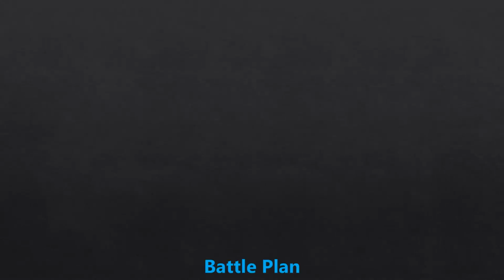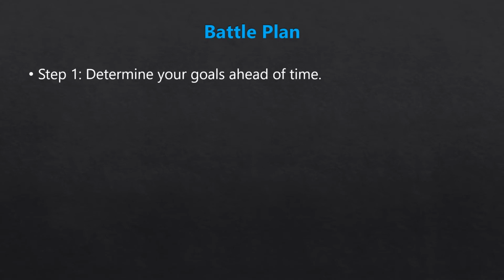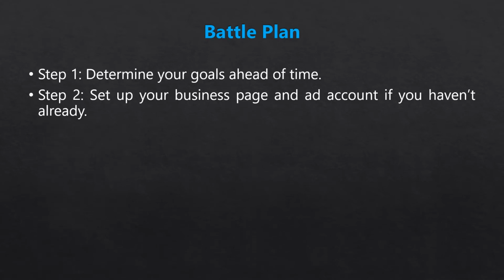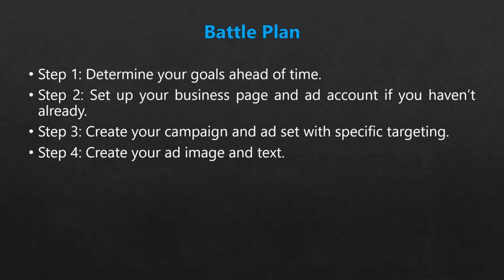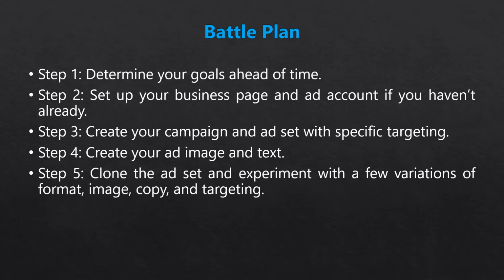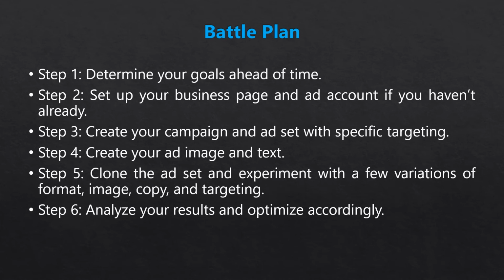Step 1, determine your goals ahead of time. Step 2, set up your business page and ad account if you haven't already. Step 3, create your campaign and ad set with specific targeting. Step 4, create your ad image and text, keeping all the things that we discussed in mind. Step 5, clone that ad set and experiment with a few variations of format, image, copy, and targeting. Step 6, analyze your results and optimize accordingly.